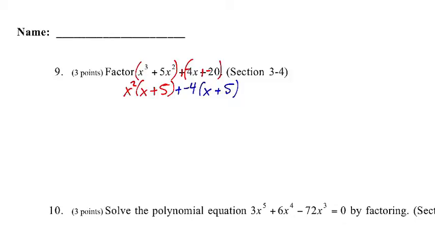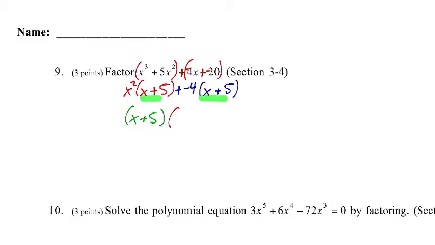Now, really, one of the reasons we want to do this is so that we get x + 5 in both groups. Since they both have that common chunk of x + 5, we can factor that out from both. So I'm going to factor that out and put that in green. We're going to take out x + 5 from both the red group and from the blue group.